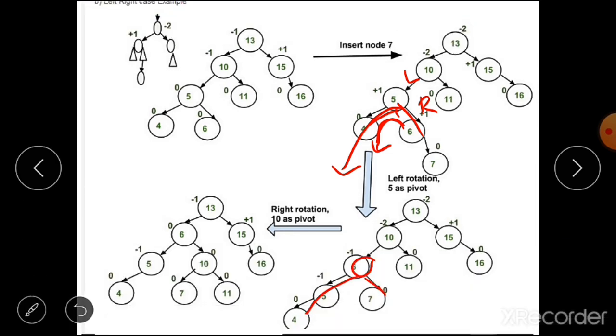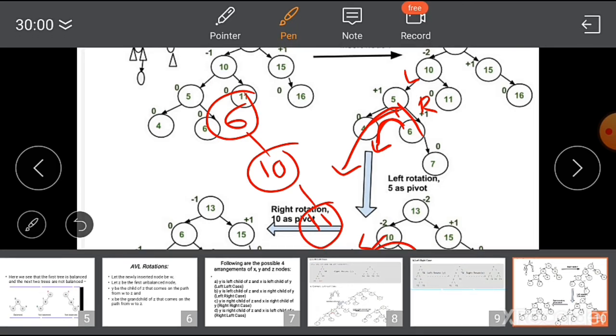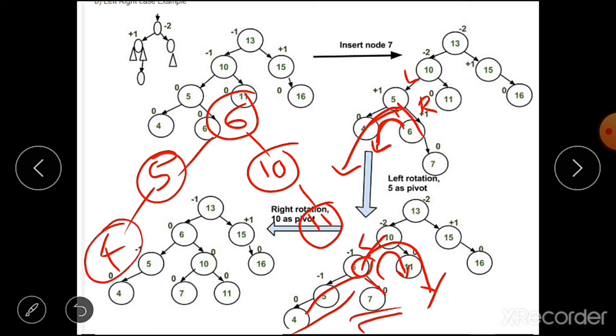So here it is a L. So we are performing a right rotation based on this 10. So 10 comes downward and 6 becomes the root. So 6 here, then 10 becomes downwards and 11 is the right of this 10. And here the left subtree of 6 is 5 and 4. So it's 5, 4. And here the right subtree of 6, that is 7.